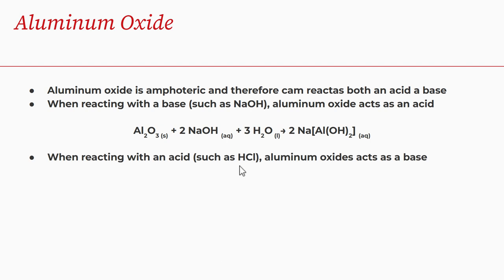When reacting with an acid, such as HCl, aluminum oxide acts as a base. So aluminum oxide and HCl create a salt, aluminum chloride, and water, a neutralizing reaction. So remember, aluminum oxide is amphoteric. It can act as both an acid and a base, depending on whether it's with a base or an acid, and it acts as the opposite thing.